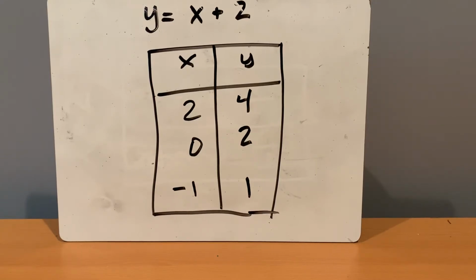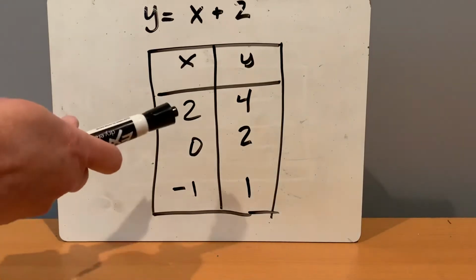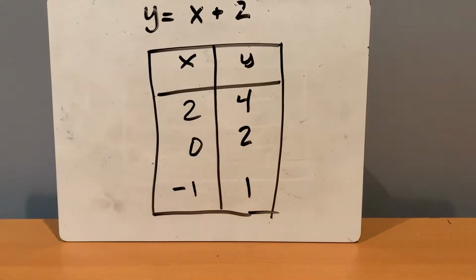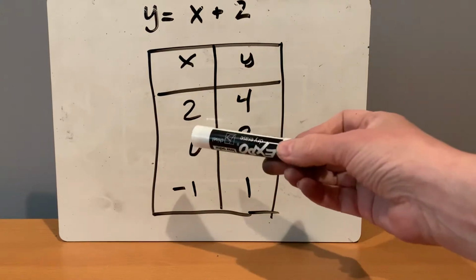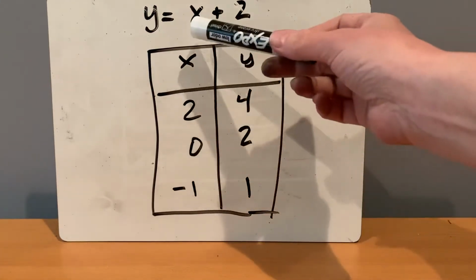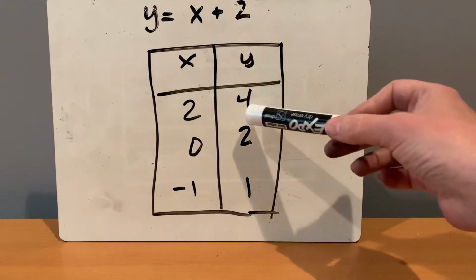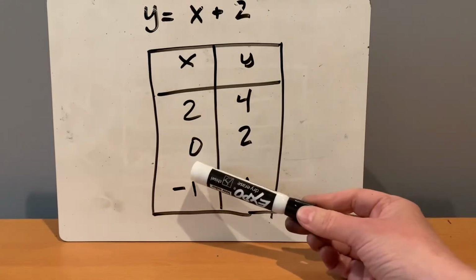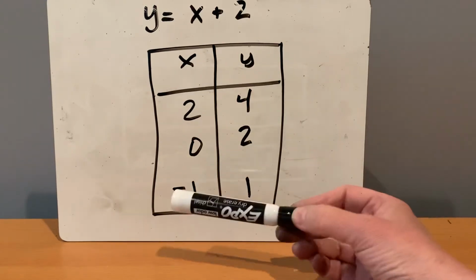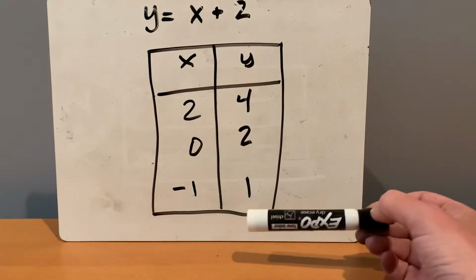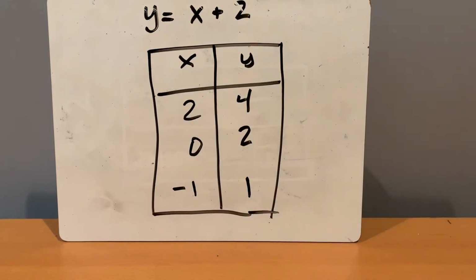Now, on the whiteboard, we've recorded the values of y that are paired with x values of 2, 0, and -1. Looking at our function, y equals x plus 2, if we replace x with 2, we get y equals 4. If we replace x with 0, 0 plus 2 equals 2, so y equals 2. If we replace x with -1, we find that y equals 1.